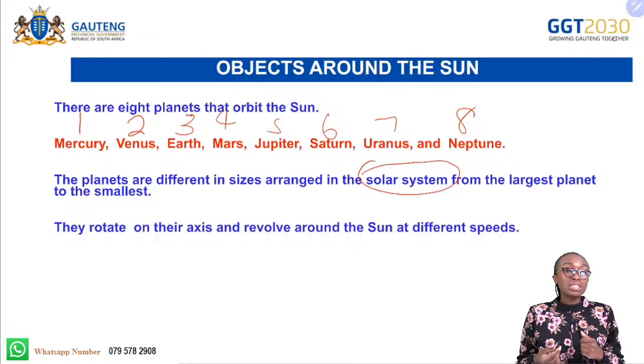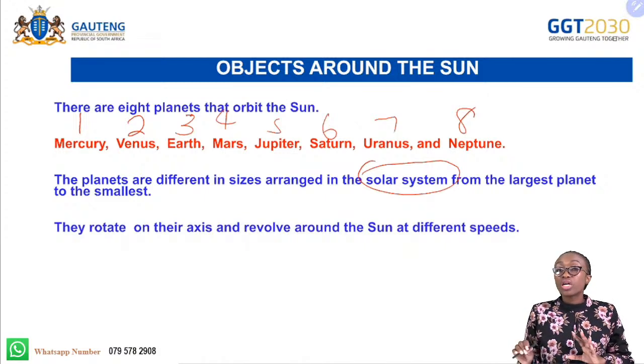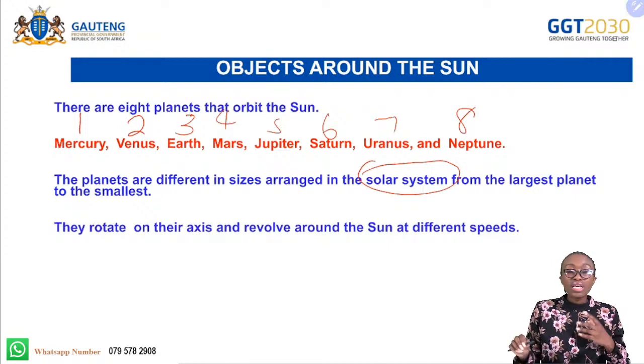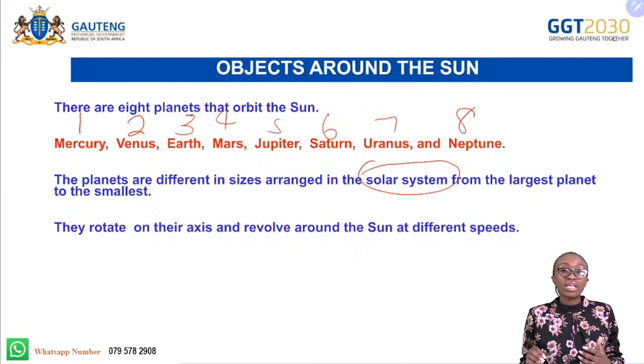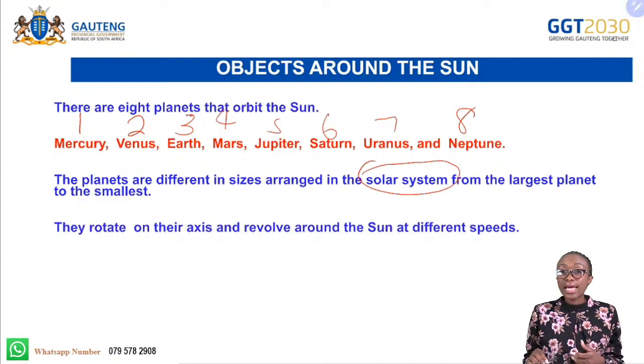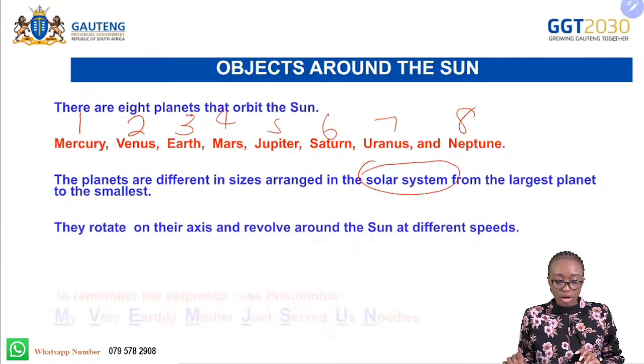Remember, we just learned that it takes 24 hours for the Earth to rotate on its axis, which is a day, and it takes 365 days for the Earth to revolve around the sun. So that is the rotation and revolution information about the Earth. So the other planets also do that. They also rotate on their axis and they also revolve around the sun.